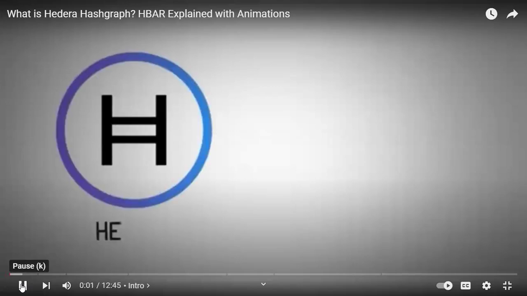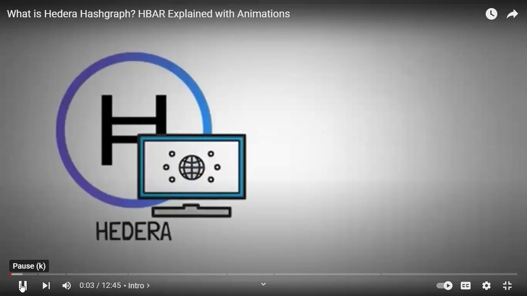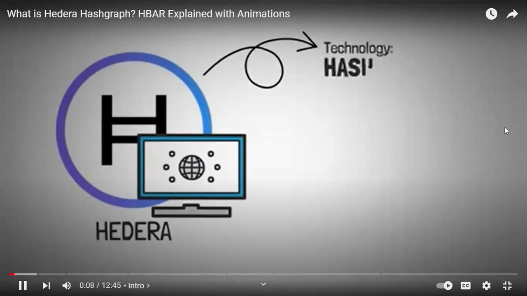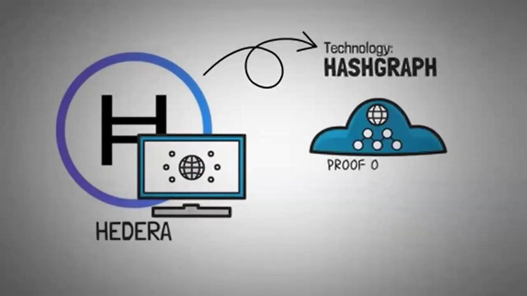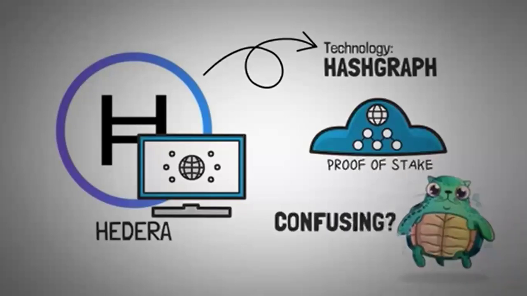Hedera is a public network similar to the internet and all those different types of blockchains we've talked about in the past. And Hedera specifically runs on a Hashgraph form of technology, which is a relatively new type of data management that uses a proof-of-stake consensus mechanism. Now that may sound really technical to you, but by the end of this video, I promise you'll know exactly what it means.